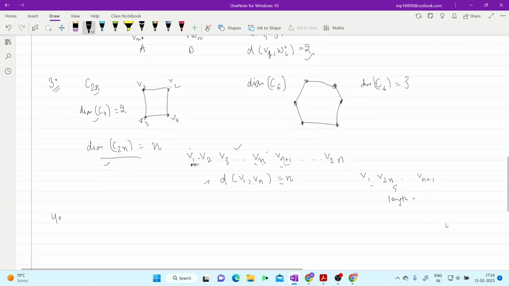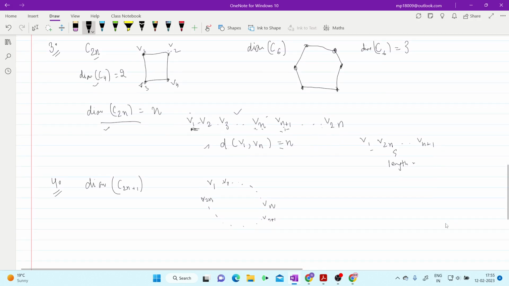And similarly, what will be the diameter of an odd cycle? What will be the diameter of C2n plus 1? What do you think? We have the cycle starting at V1, going till Vn, then Vn plus 1, and going on to V2n. So these are n vertices, these are n vertices, and we have V2n plus 1. What do you think will be the diameter of this odd cycle? n plus 1.